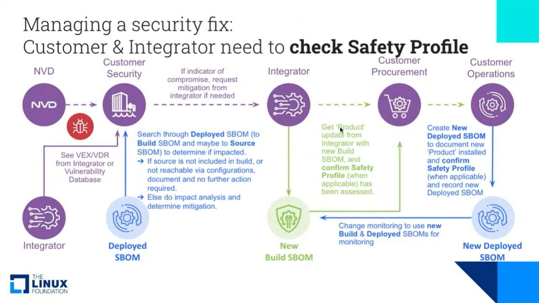And they will obviously get the product update and find the fix, apply it, and generate a new build SBOM. There may be an aspect of having to check the safety profile here, and that new build SBOM may go into customer procurement, which then may take it over to the ops team to deploy in their system, and they may need to check the safety profile as well. But their new deploy SBOM would then refer to the new build SBOM. And so in this way, we can keep the information current over time as we update it. And also we have a way of potentially starting to check for those safety profile aspects in an automated fashion.